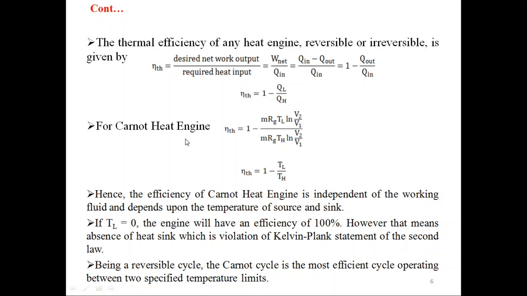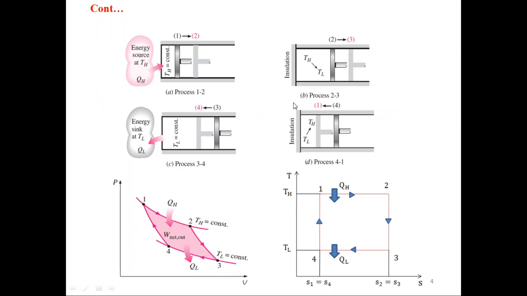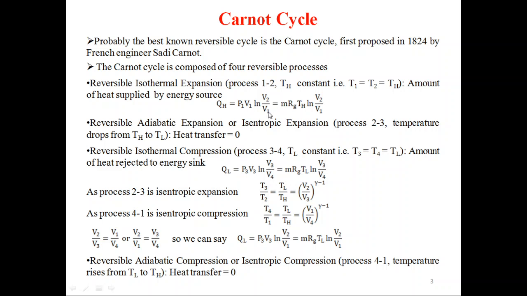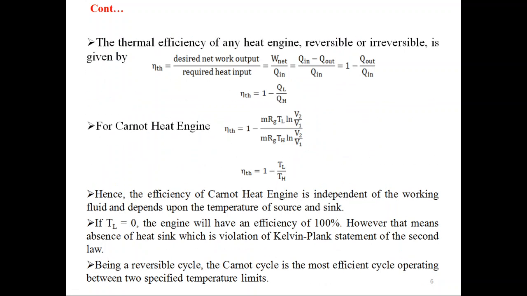So for the Carnot heat engine, we have already found the value of QL and QH. This is the value of QH and this is the value of QL. So putting the value of QH and QL in this equation and cancelling the common terms, we will get the final relation as 1 minus TL divided by TH, where TL is the temperature of energy sink and TH is the temperature of energy source, or we can say in this way, 1 minus lower temperature divided by higher temperature.